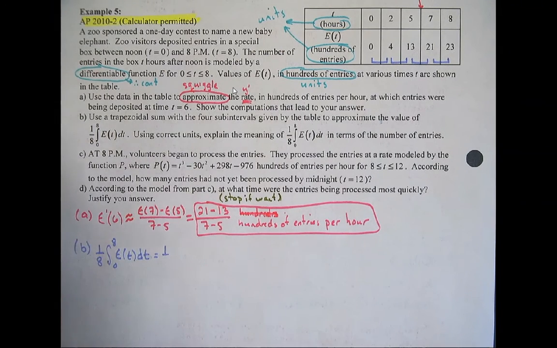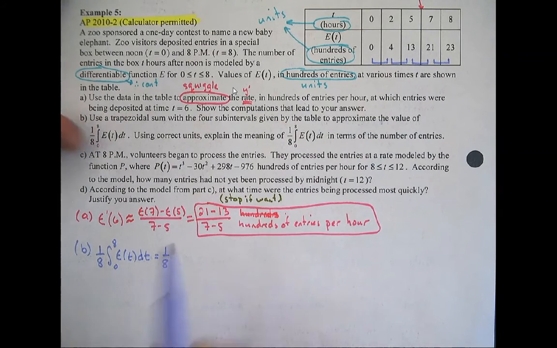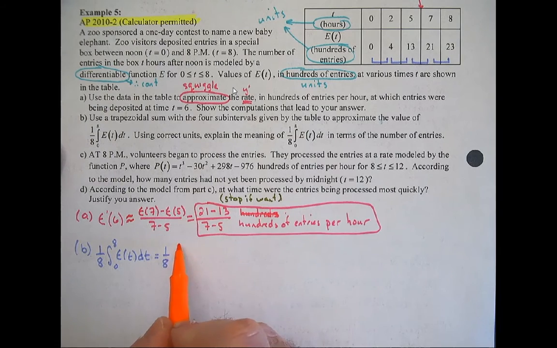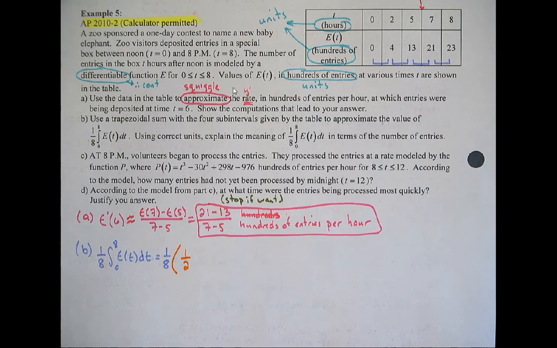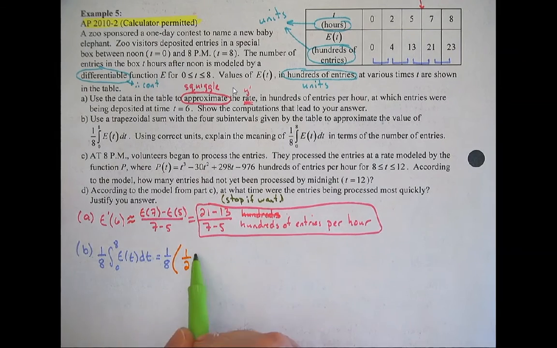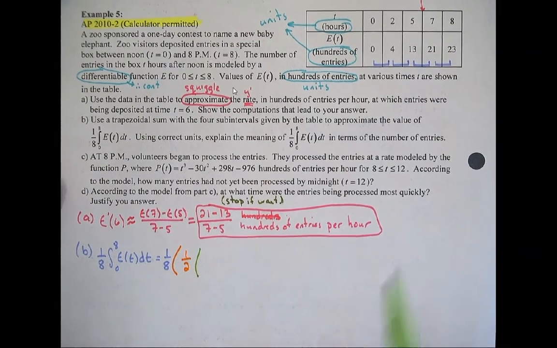Actually, I'll do 1/8. Now I'm timesing by the Riemann sum, the trap sum of this integral. So that means what's the trapezoid sum rule? It's going to be a 1/2 of my base 1 times base 2 for each one of these.